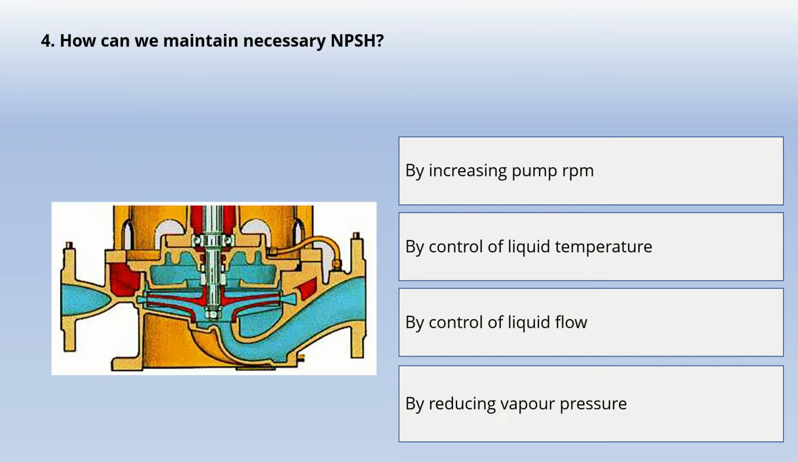Our next question is, how can we maintain necessary NPSH, net positive suction head? And the options are by increasing pump RPM, by control of liquid temperature, by control of liquid flow, by reducing vapor pressure. And the correct option for this question is by control of liquid flow.